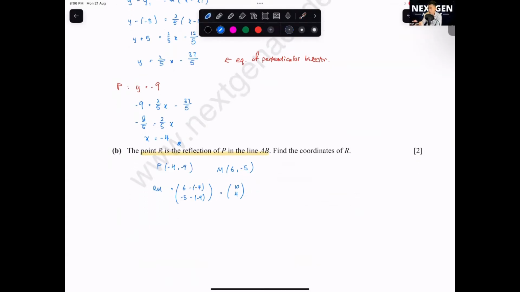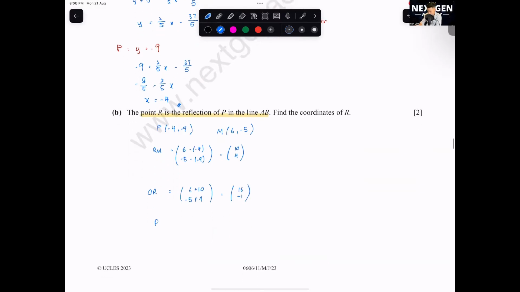Then you want to find the position vector of R. The point R, we normally put it as OR, which you need to add. You take the midpoint, then you add (10, 4). So negative 5 plus 4, here will become 16, negative 1. So your R, you need to present it like this: 16, negative 1. You need to put it in point form. You cannot put it in column vector form. Don't put it as x and y equals something. When they say point, it needs to be bracket x comma y.